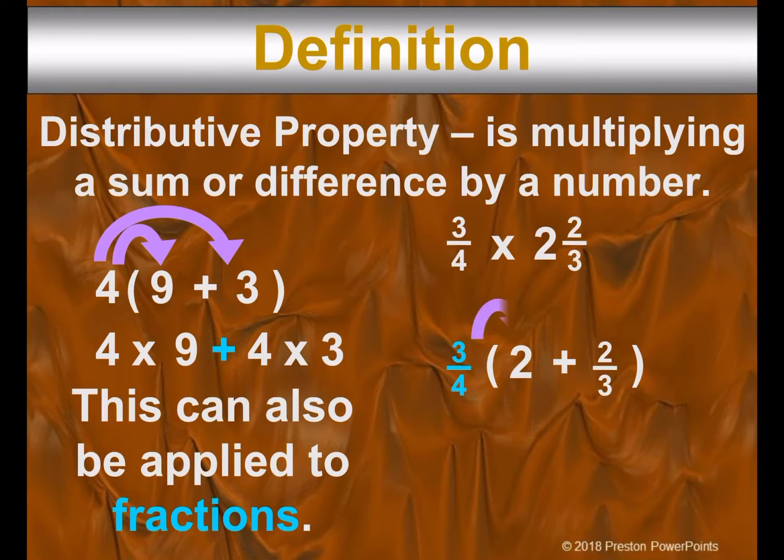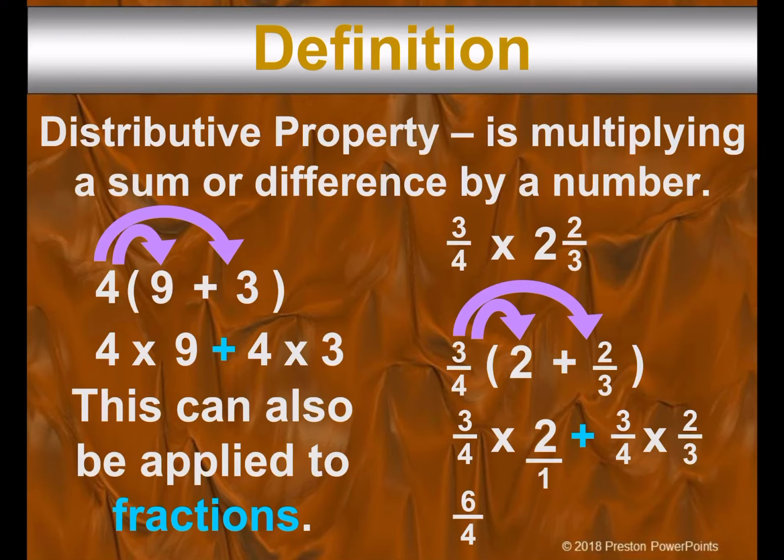So if I take the 3/4 and multiply that by 2, and then I can also take the 3/4 and multiply that by 2/3. So on the first one, if I change the 2 into a fraction, then I have 6/4, because 3 times 2 is 6, and 4 times 1 is 4. And then on the second one, I can cross out my 3's, and then I get 2/4. And now I can add those two together, and they have the same denominator, which would be 8/4. And we can reduce that by saying, how many times does 4 go into 8? And it goes into it 2 times.